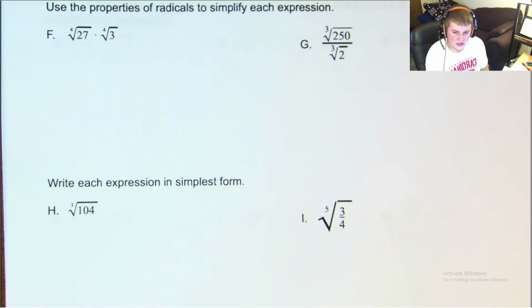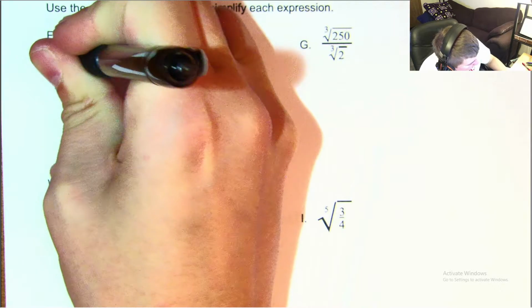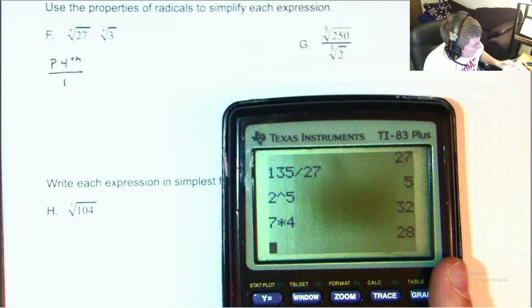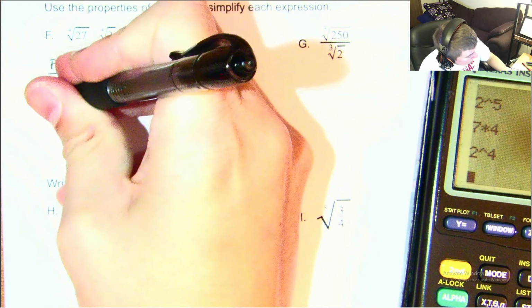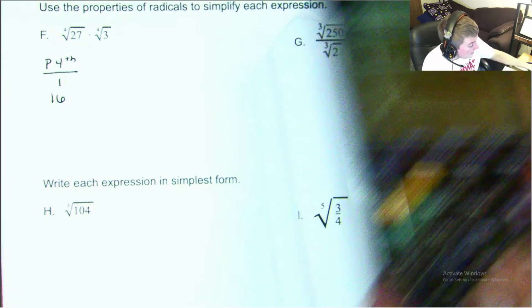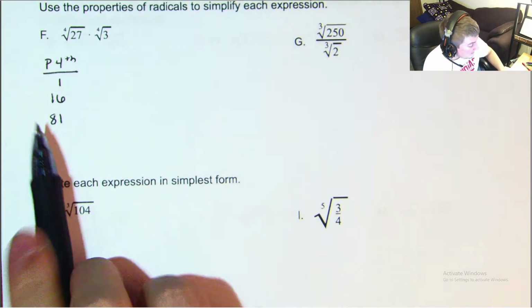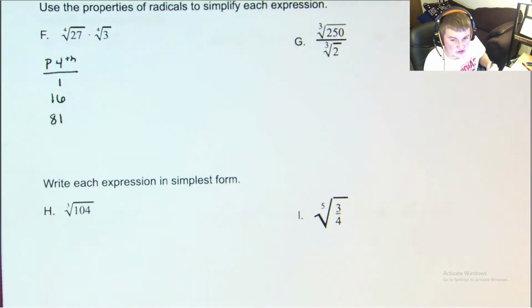So we're taking the fourth root of 27 times the fourth root of 3. I need to identify the first couple fourth powers that might help me out here. 1 to the fourth power is 1, and 2 to the fourth power is 16. Let's do 3 to the fourth power. We're already at 81, which gives me a good place to stop, because 81 is larger than both of these numbers, so obviously none of those are going to divide into them.